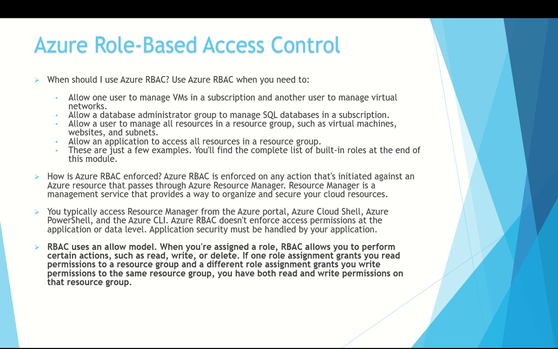Azure RBAC doesn't enforce access permissions at the application or data level. Application security must be handled by your application. RBAC uses an allow model. When you are assigned a role, RBAC allows you to perform certain actions such as read, write, or delete. If one role assignment grants you read permissions to a resource group and a different role assignment grants you write permissions to the same resource group, you have both read and write permissions on the resource group.